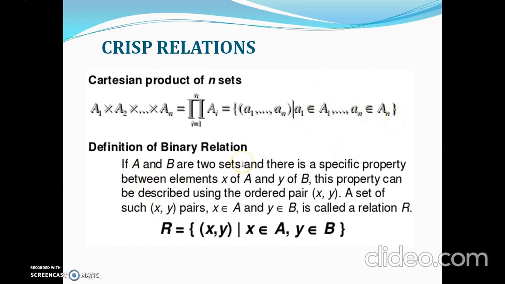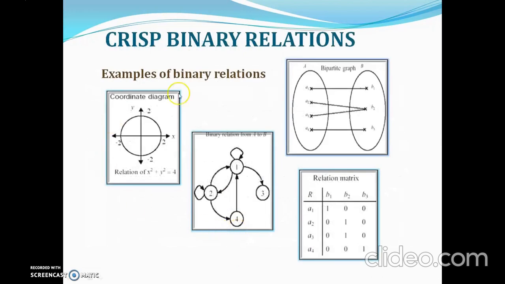This is a binary relation. A binary relation gives the ordered pair (x, y), with the constraint that x has to belong to A and y has to belong to B. This way we can represent the crisp binary relation by using a coordinate diagram. For x equal to 2, what is the y value? For x equal to 3, what will be the y value? That way you can correlate the x set with the y set.